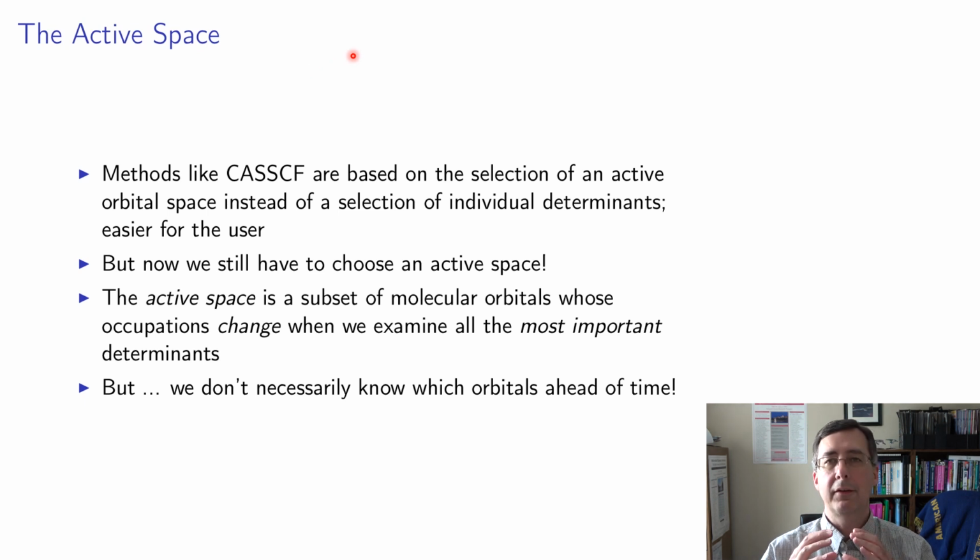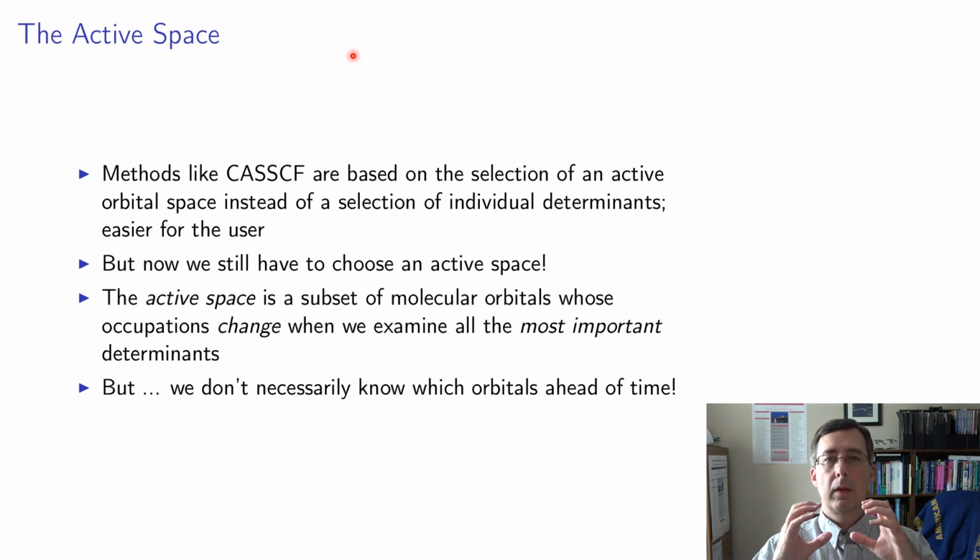I've mentioned that CAS-SCF takes all the determinants in a set of active orbitals rather than having to enumerate separately all the different determinants by hand. So how do I pick this space of orbitals that I'm going to use to generate my list of important determinants?